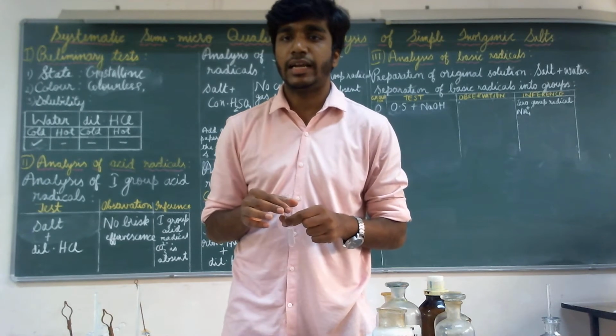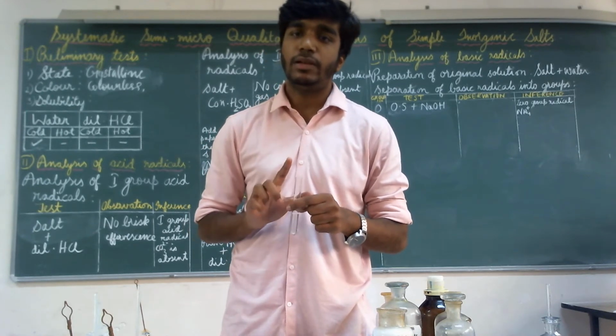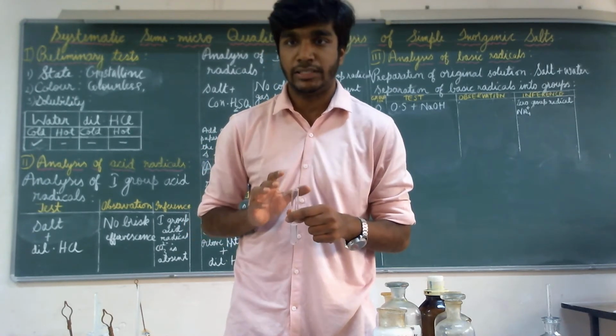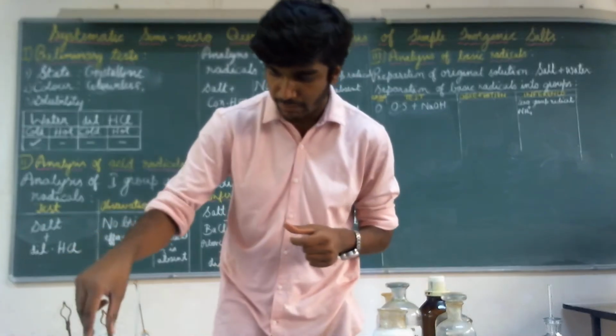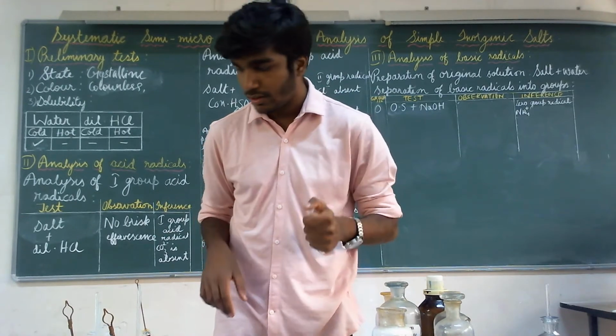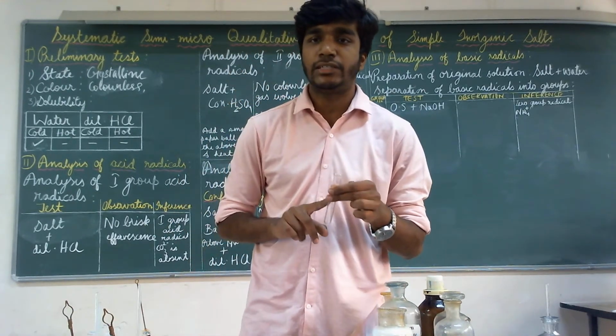So now we will be moving on to the 6th group basic radical. For 6th group basic radical, there is no specific reagent. We will be directly doing a confirmatory test. The 6th group basic radicals has magnesium. So we will directly be doing the confirmatory test for magnesium.